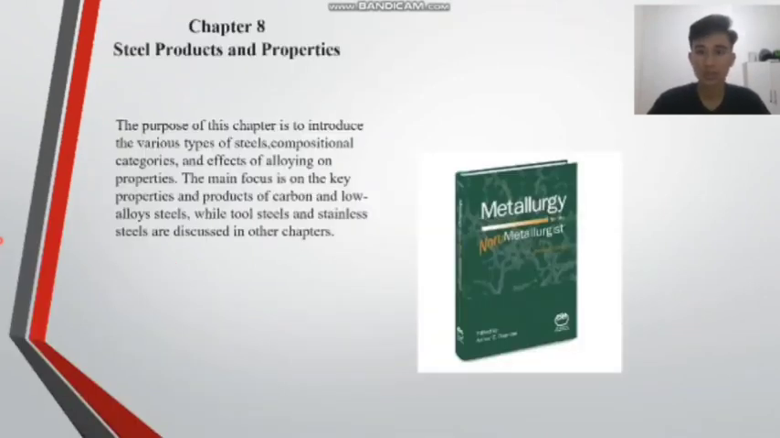Chapter 8, Steel Products and Properties. The purpose of this chapter is to introduce the various types of steel, compositional categories, and effects of alloying on properties. The main focus is on the key properties and products of carbon and low alloy steels, while tool steels and stainless steels are discussed in other chapters.